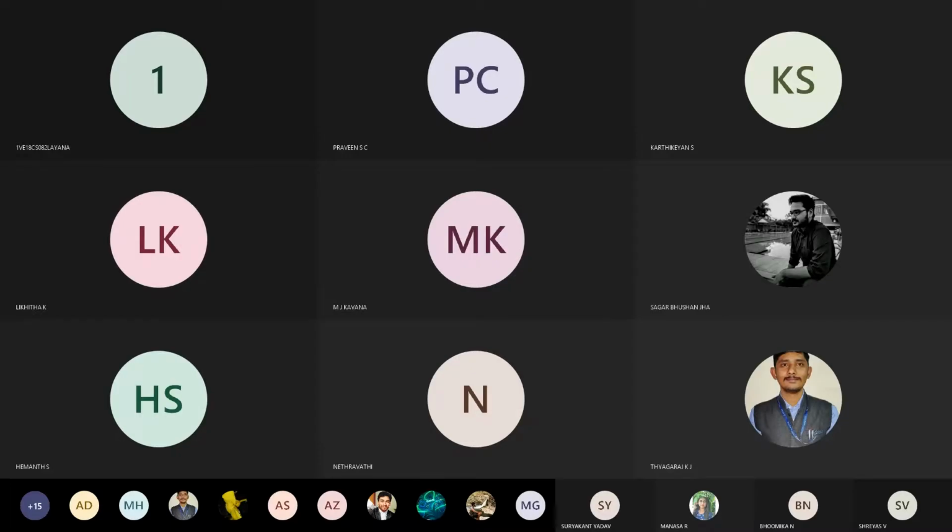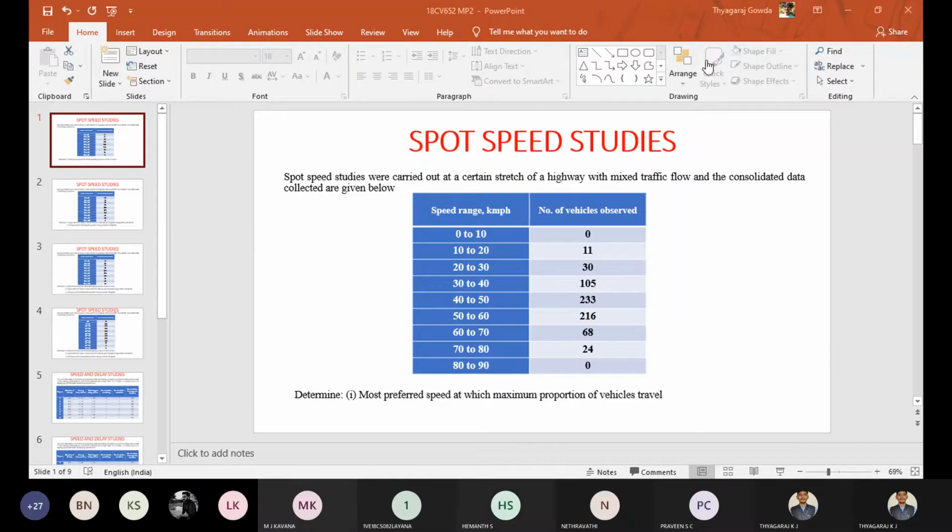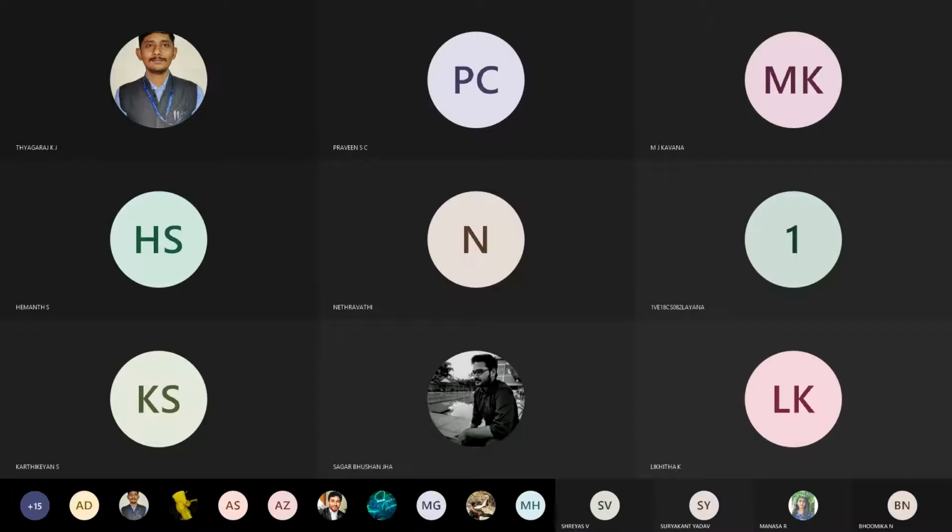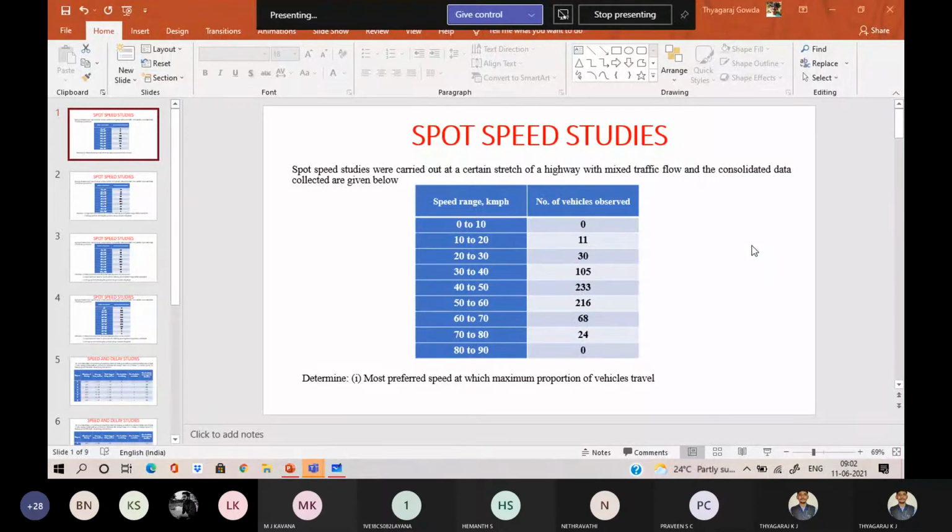Problems. So today we will see how the spot speed study problems are solved, and we will also be looking into speed and delay studies problems. Before going to that, I hope everyone has graph sheets. Is everyone having the graph sheets?